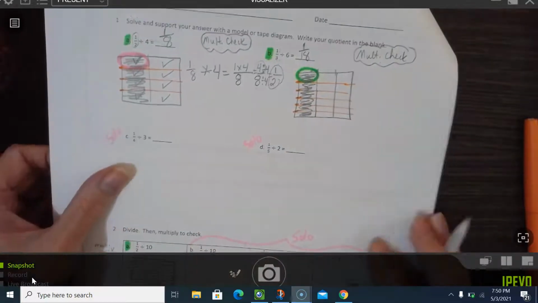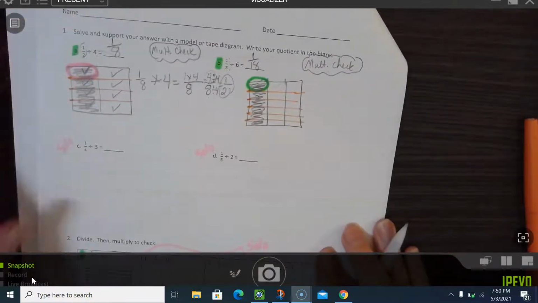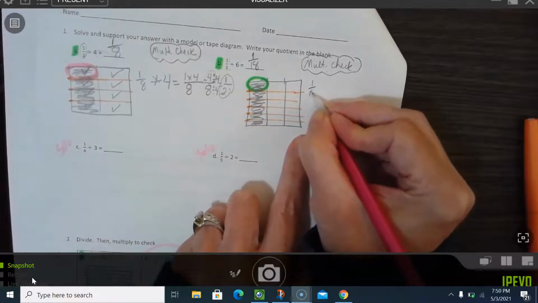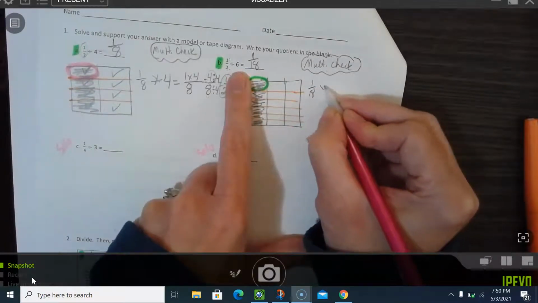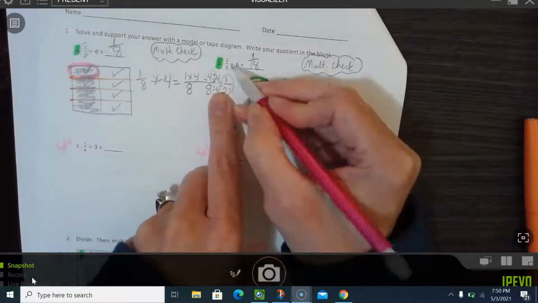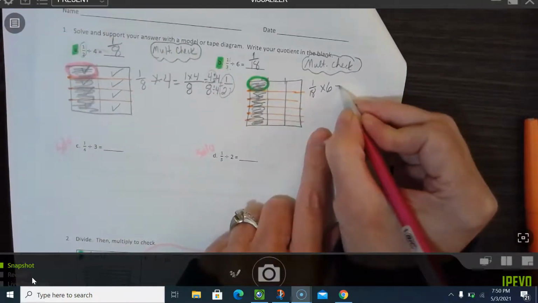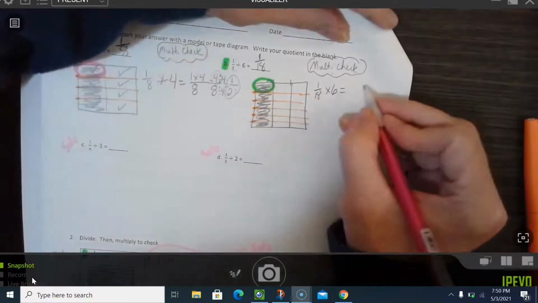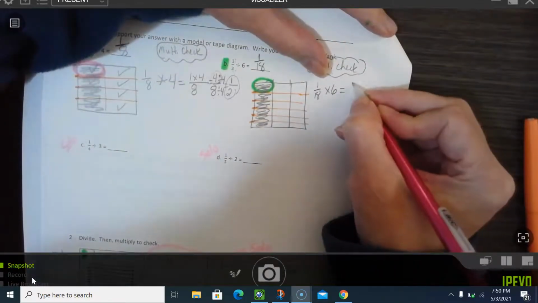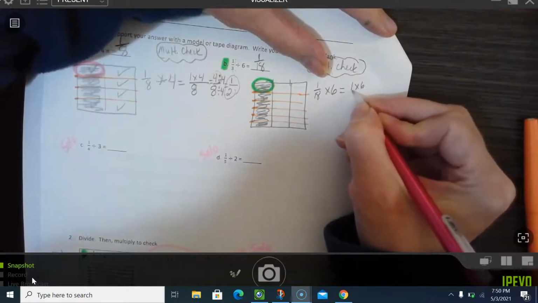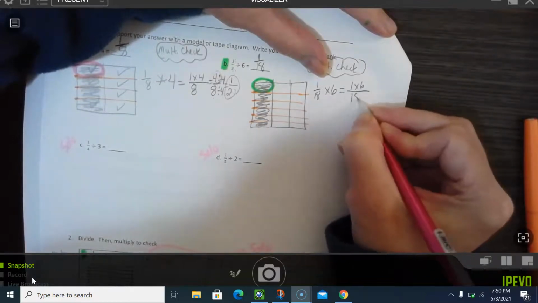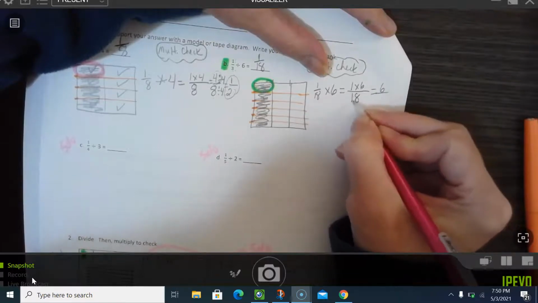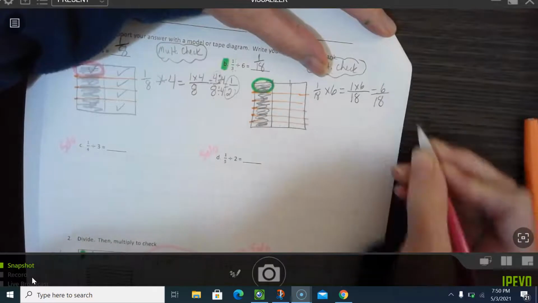That's great. Now I'm going to check my work using that multiplication sentence. 1/18 times 6, and I should end up with 1/3 in the end. I am going to rewrite this as a correct fractional number sentence. So 1 times 6, and then 18 is my denominator. 1 times 6 is 6, and then my denominator stays 18.